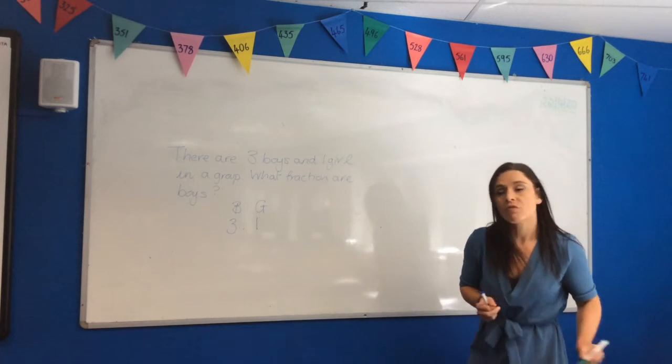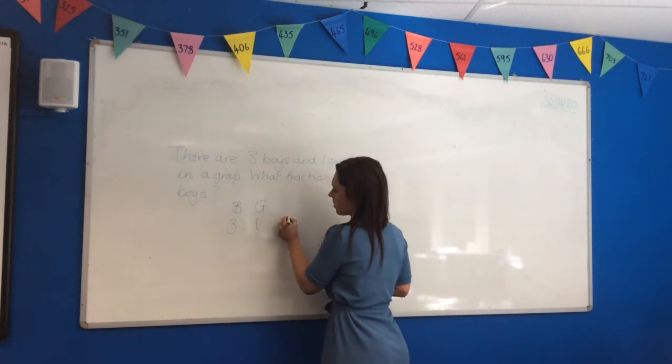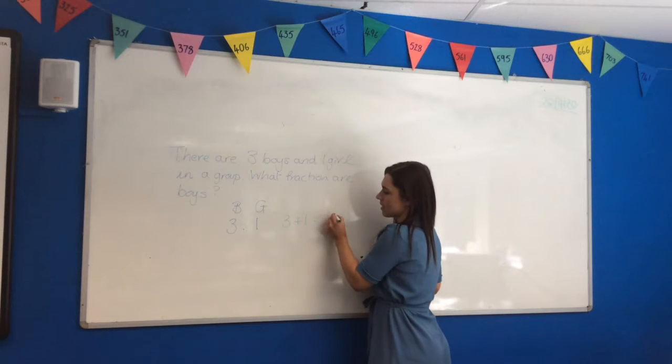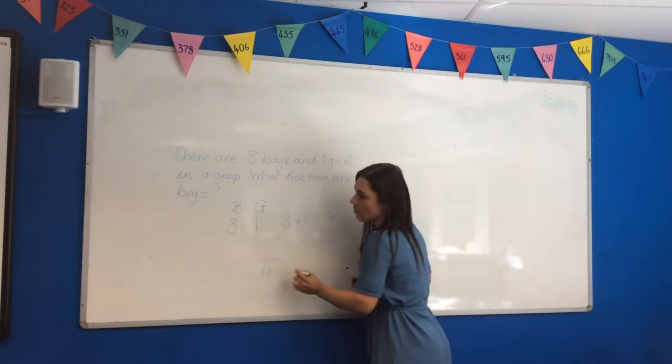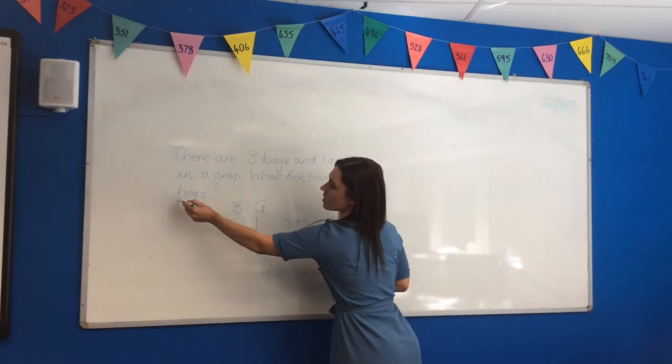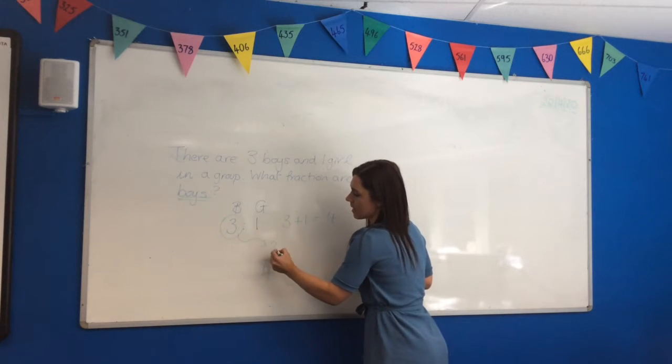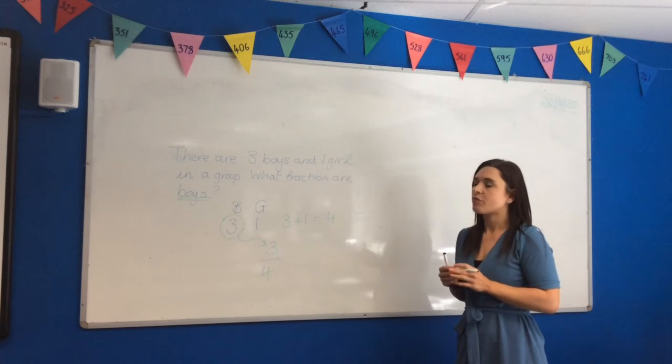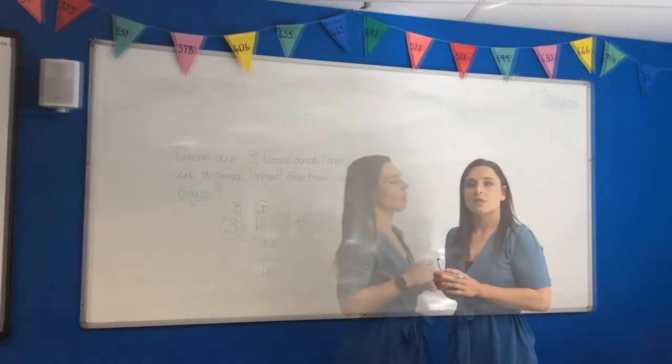To find our fraction, remember we add both parts of the ratio to get our denominator, and then we take the part of the ratio that is for boys, because that's what the question is asking, and we add that as our numerator. So the fraction of boys is 3/4.